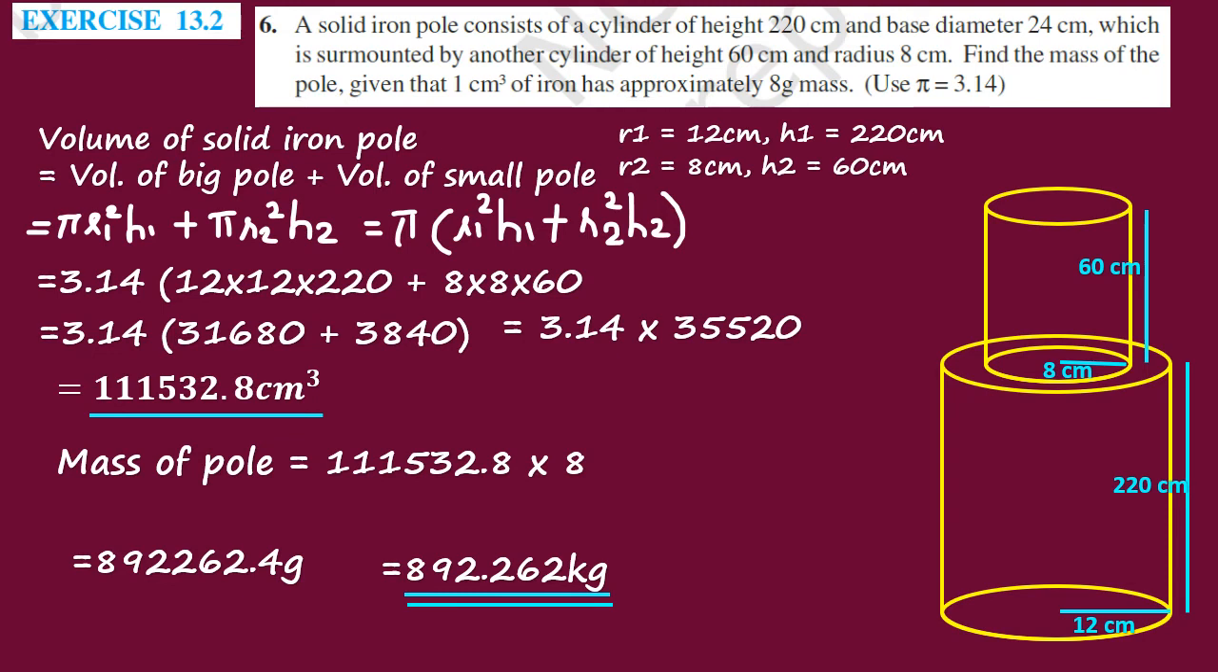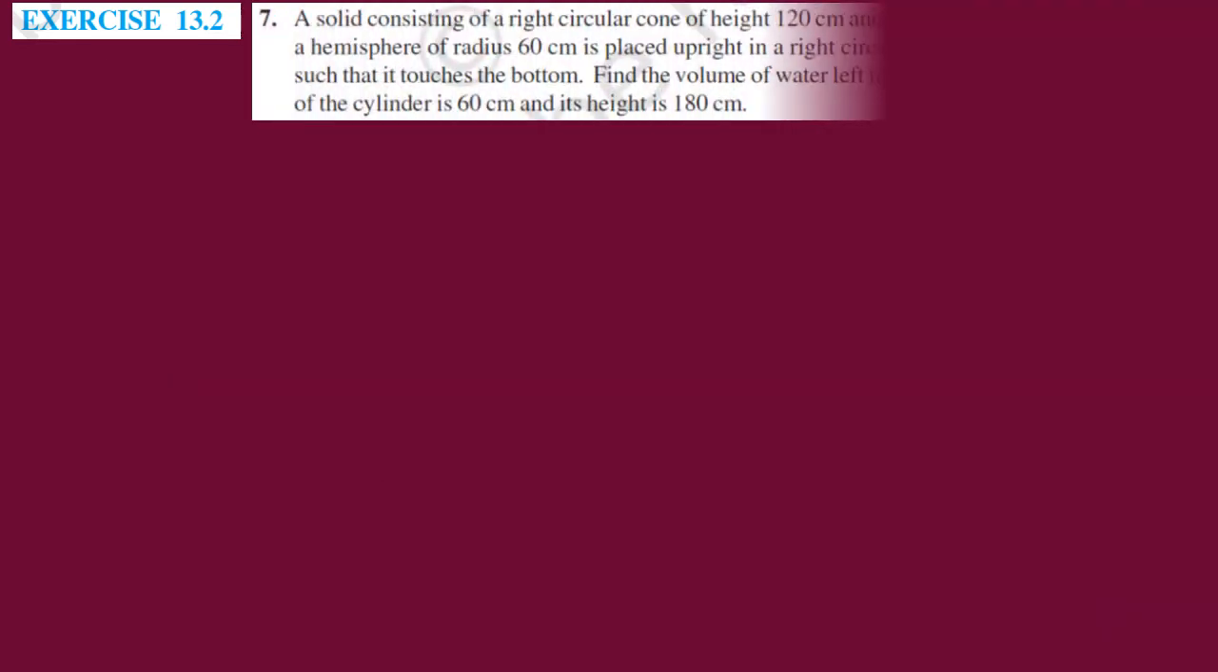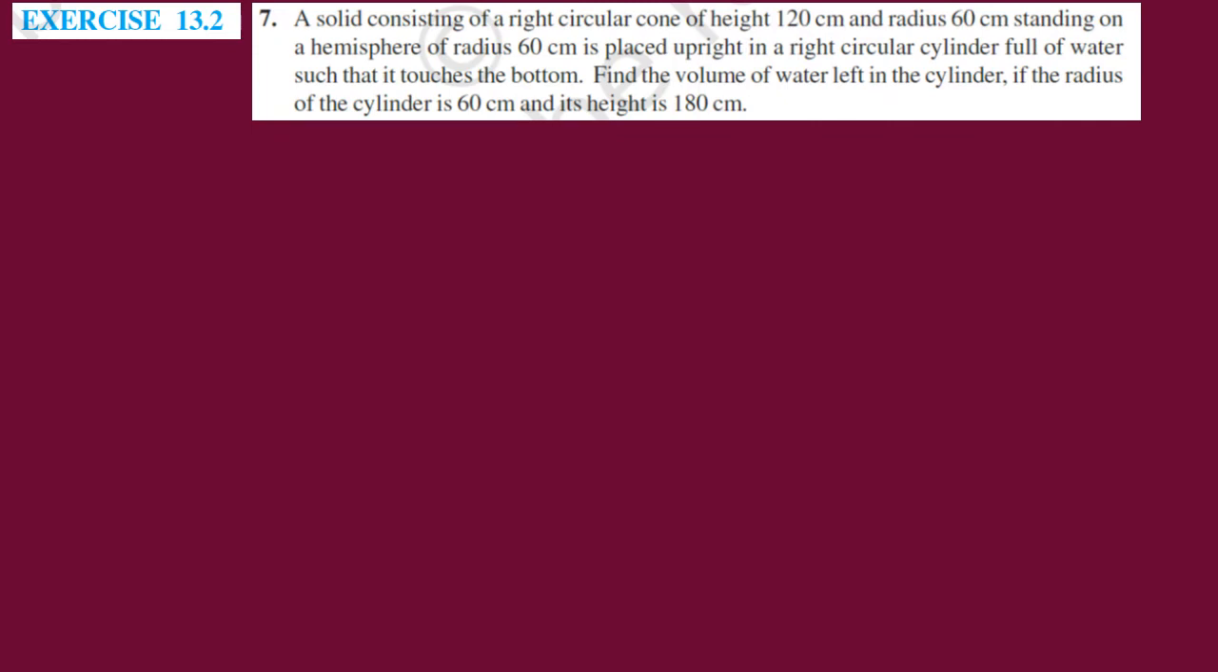Okay. Now let us move on to question number 7. A solid consisting of a right circular cone of height 120 centimeter and radius 60 centimeter standing on a hemisphere of radius 60 centimeter. Okay, so right circular cone standing on a hemisphere. It is placed upright. Upright means that way itself. Upright in a right circular cylinder full of water, such that it touches the bottom. Find the volume of water left in the cylinder.